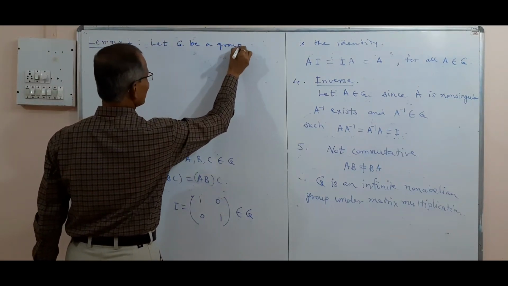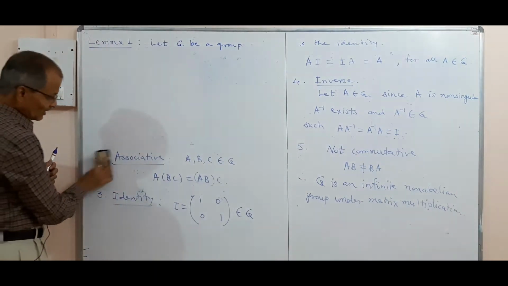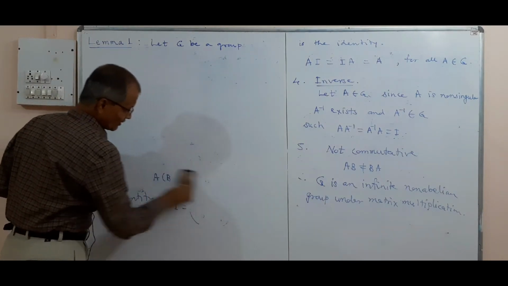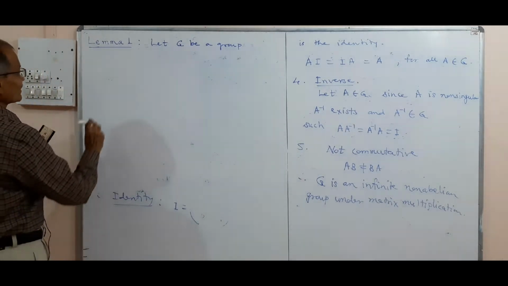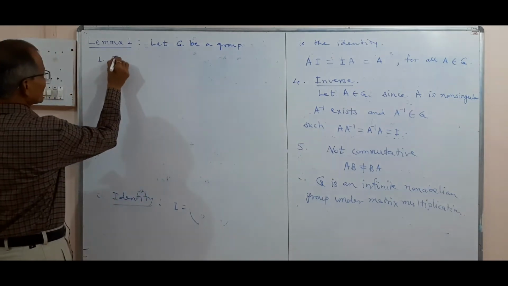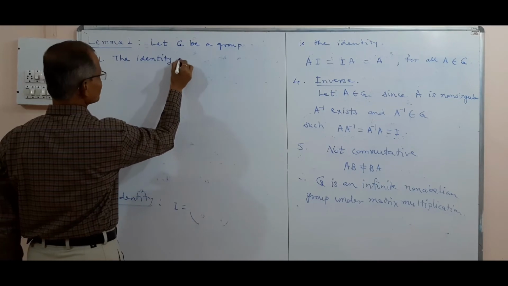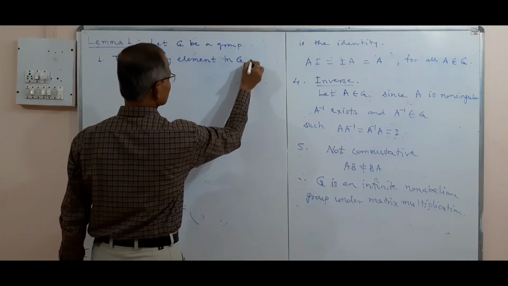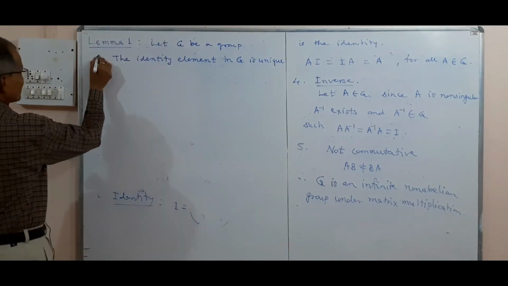And usually we denote the binary operation as dot. Now henceforth we consider dot as the binary operation. And then the lemma says the properties are, first, the identity element in G is unique. Means only one. This is the first property.